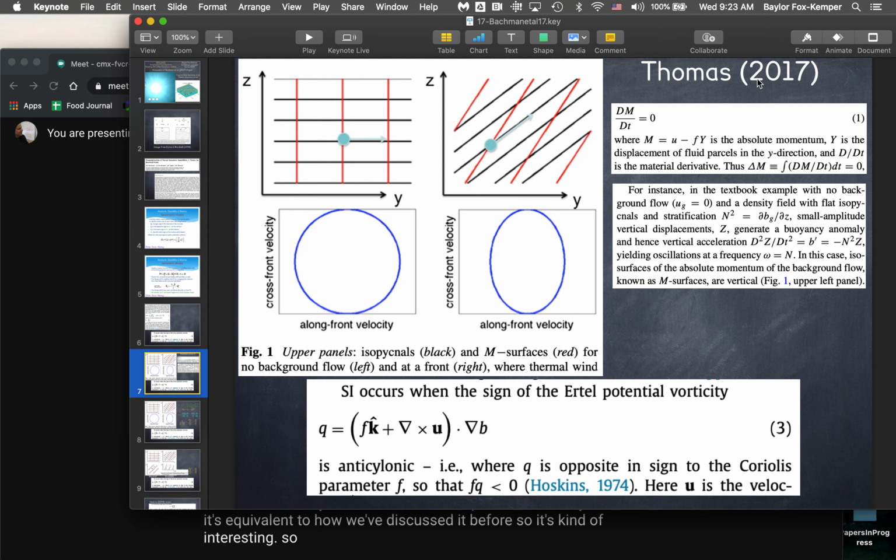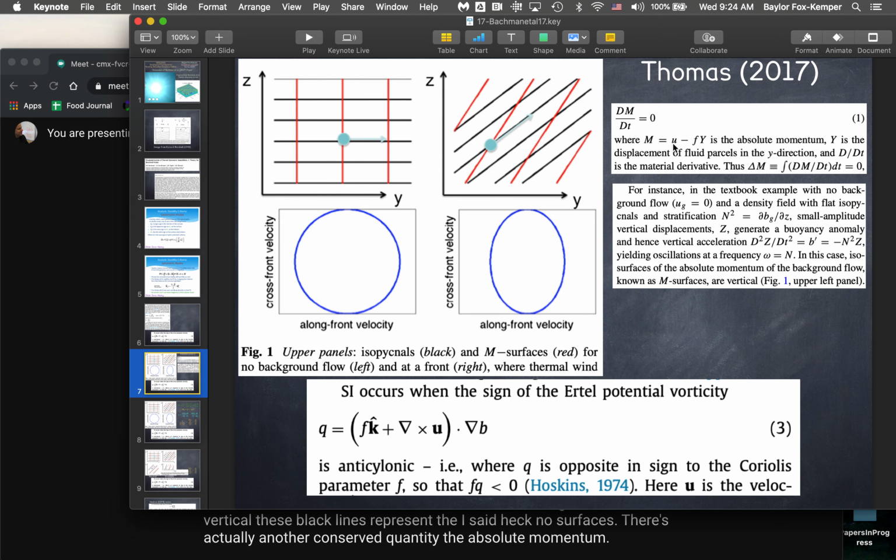So Leif Thomas, in this 2017 paper, picked up on a thread of how to describe this, which is partly in response to what Jihai just asked about. If we take the classic scenario of a homogeneous uniform stratification, homogeneous in the horizontal, homogeneous in the vertical, these black lines represent the isopycnal surfaces. There's actually another conserved quantity, the absolute momentum.